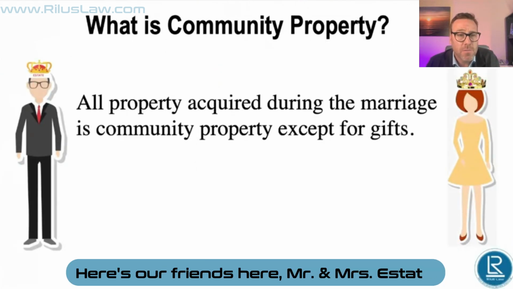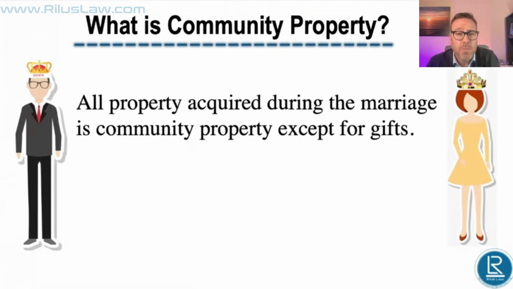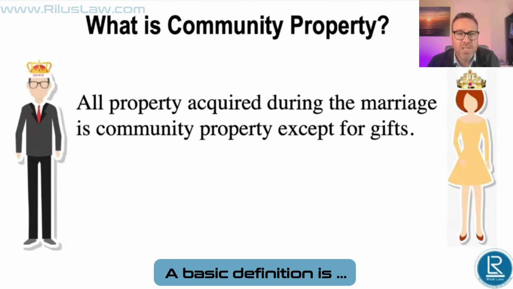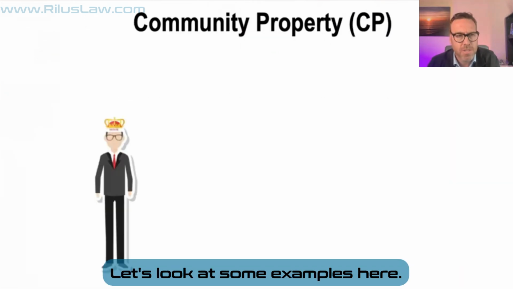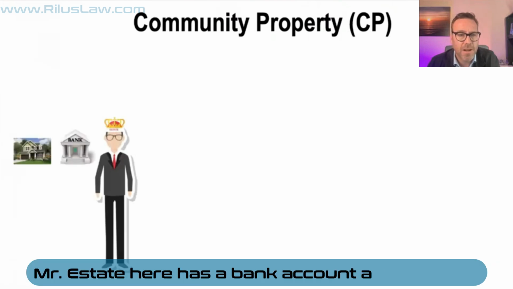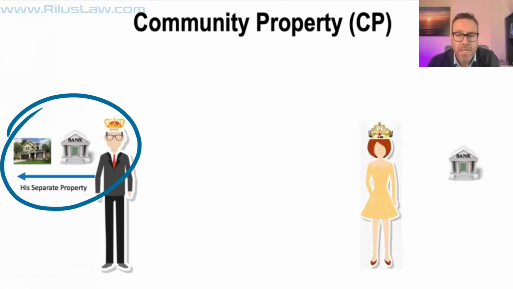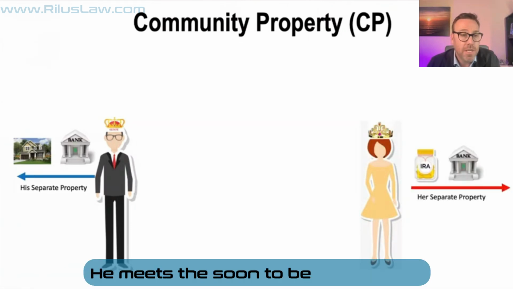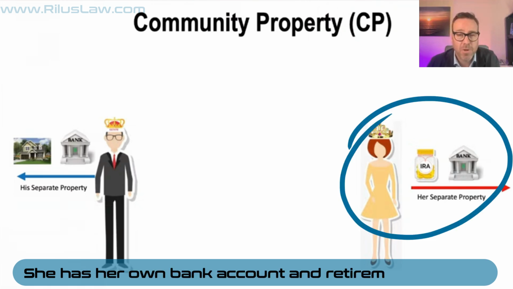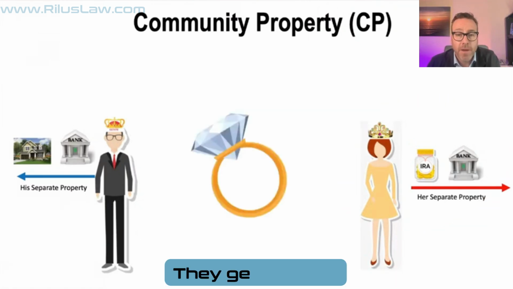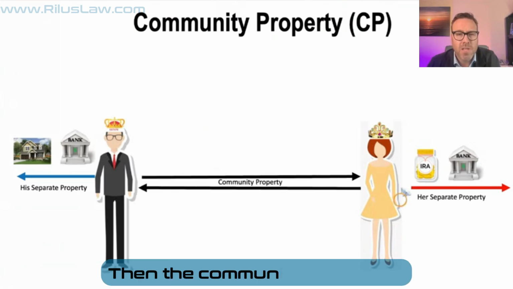Here are our friends, Mr. and Mrs. Estate. What is community property? A basic definition is it's all property acquired during the marriage, except for gifts. Let's look at some examples here. Mr. Estate here has a bank account and a house, a separate property. He meets the soon-to-be Mrs. Estate. She has her own bank account and retirement account. They get married, then the community is created.